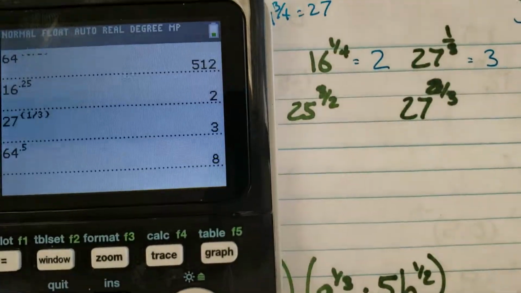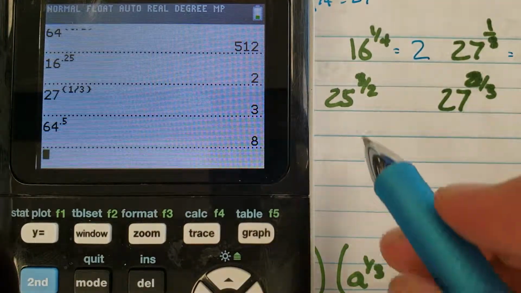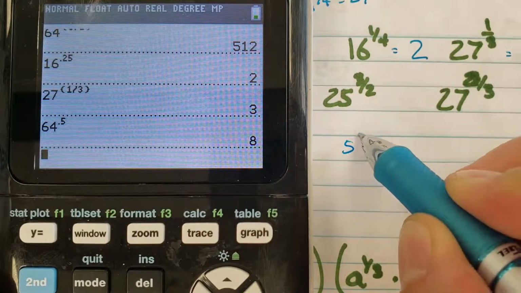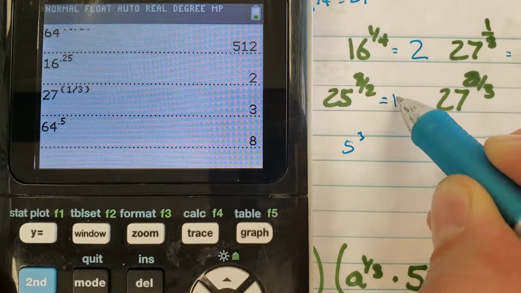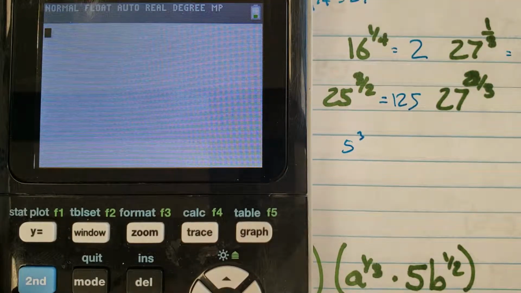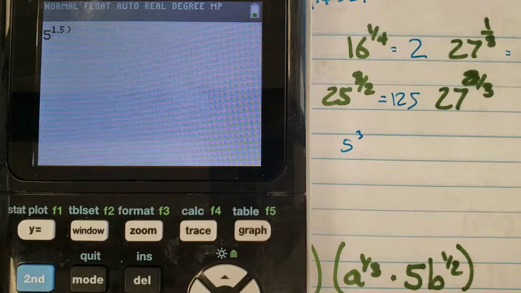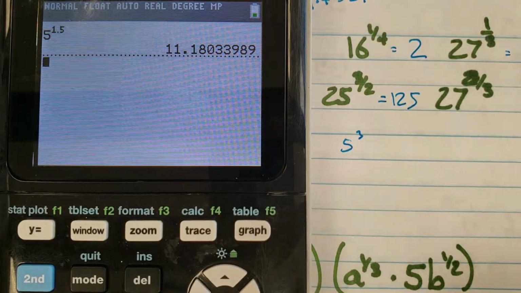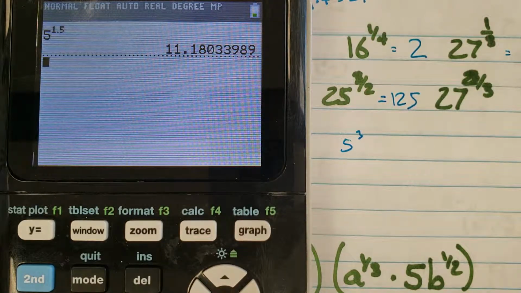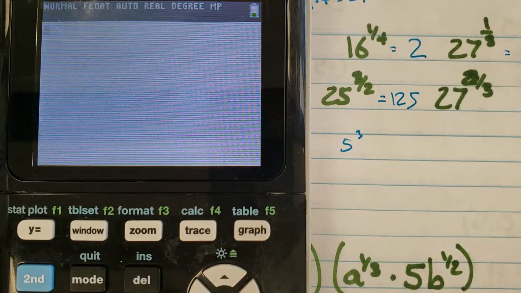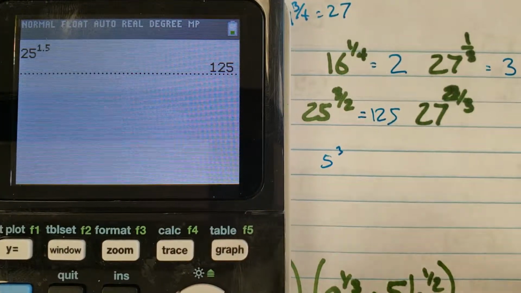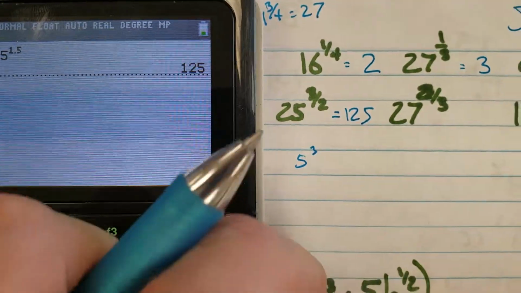Okay. So let's go 25 to the 3/2. Now you could square root 25, that's 5, and then 5 cubed would be, I think, 125. So let's check here really quick. 5 to the power of 1.5. What is happening? Oh, duh, 25, bro. What's wrong with you? I square rooted it, and I was getting mad at myself for some reason. There we go. So there you go, 125.